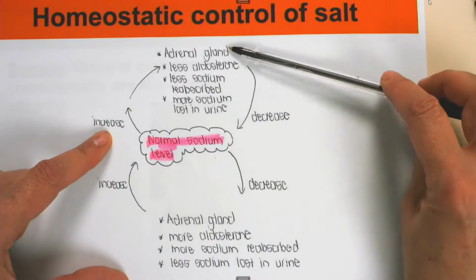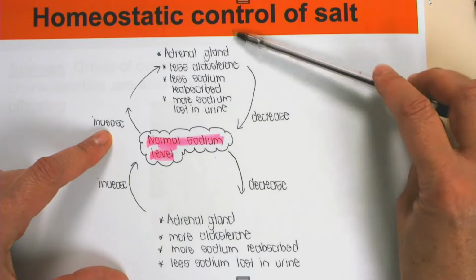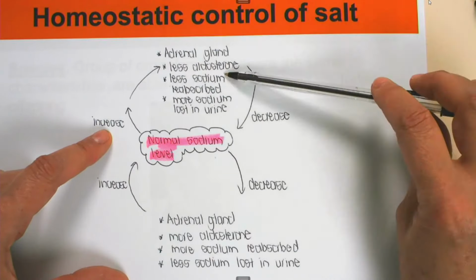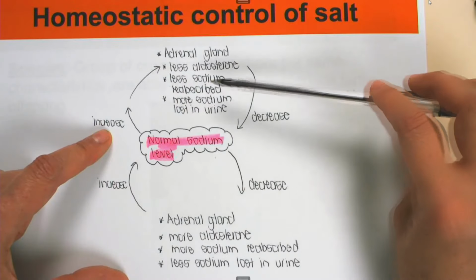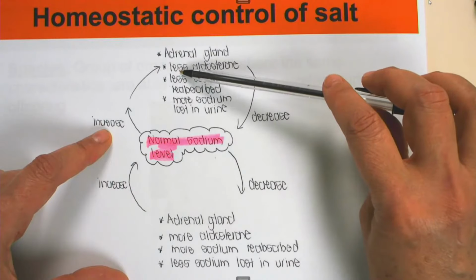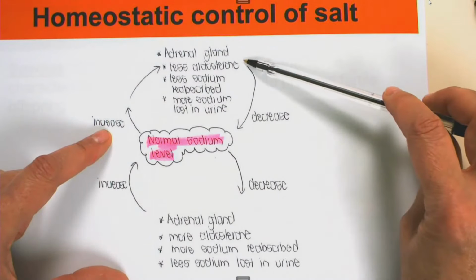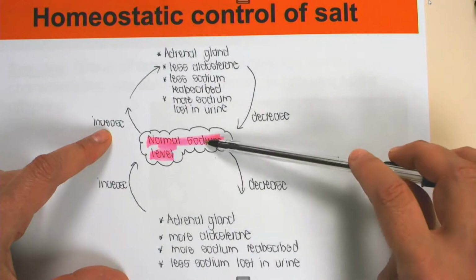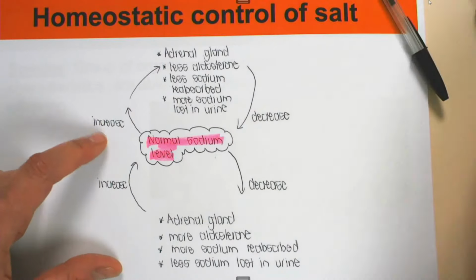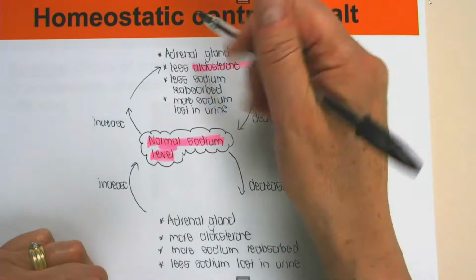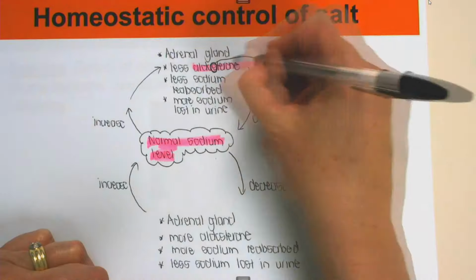Then the adrenal gland will secrete less aldosterone, so that less sodium will be reabsorbed, and then more sodium is lost in the urine. It goes out of the body, and then the salt levels in the blood decrease back to normal. If you forget which hormone is involved here, maybe this will help. Aldosterone, there's an S for salt.